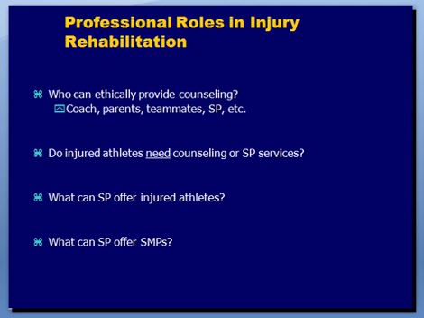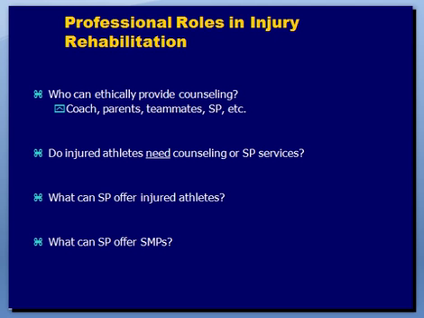Who can ethically provide counseling? Really anyone. It's just a matter of how efficient and how effective you are at doing that, and in getting some training. But basically, if you're working with athletes as a coach or an ATC, you're going to be involved with it. If you're a strength coach, you're going to provide some counseling, just how much you choose to do on your own. Do injured athletes need counseling or sports psych? No, very few need it.